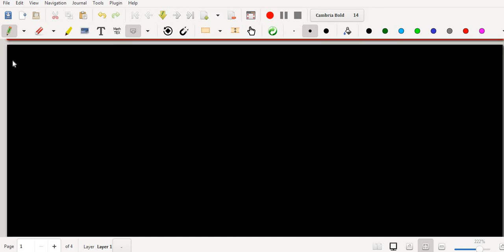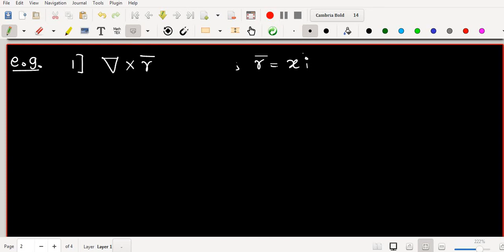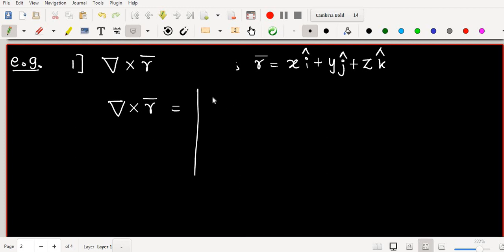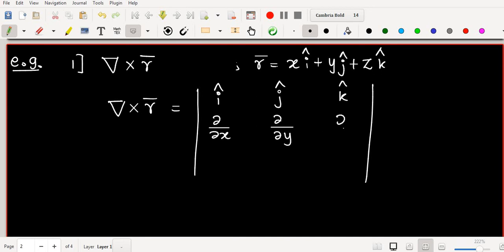Let's consider one example. If we find del cross r bar, where r bar is the position vector defined as x i bar plus y j bar plus z k bar, we find the value of del cross r bar by using the determinant. So we take i bar, j bar and k bar, where the first row is the unit vectors, the second row is the components of the vector differentiation operator, and the third row is the components of vector r bar.